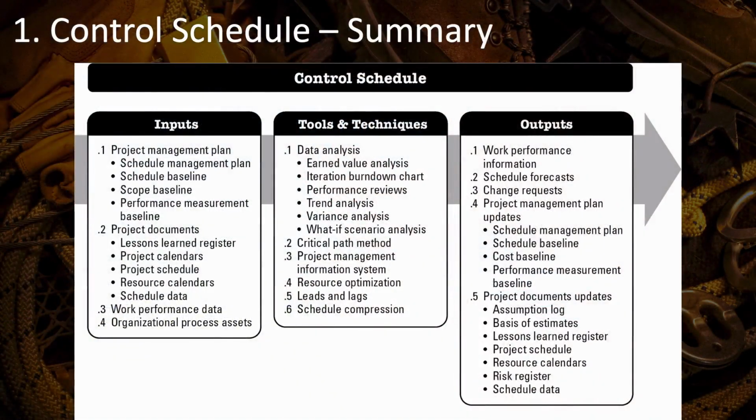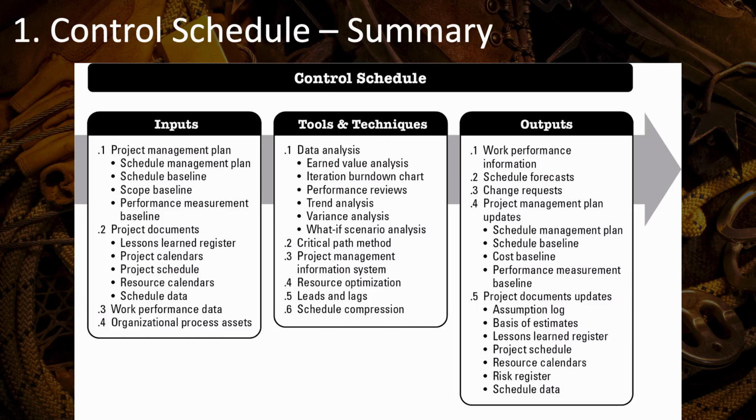Now it's time to quiz yourself on how much you remember of the inputs, outputs, tools, and techniques of the control schedule process. The main outputs are the schedule forecasts and the work performance information to support it. You will also update documents such as the schedule, as well as other baselines that require you to issue change requests.